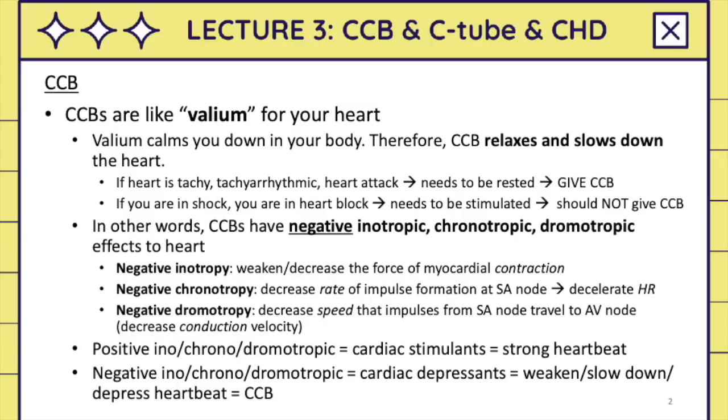Now, how do we say that really fancy? The way we say that fancy is the following. You see here where it says letter A, calcium channel blockers are negative inotropic, chronotropic, and dromotropic. When you see the fancy words negative inotropic, negative chronotropic, negative dromotropic, don't freak out. All that's saying is it's like Valium for your heart. So negative inotropes, negative chronotropes, negative dromotropes relax your heart. They calm it down.